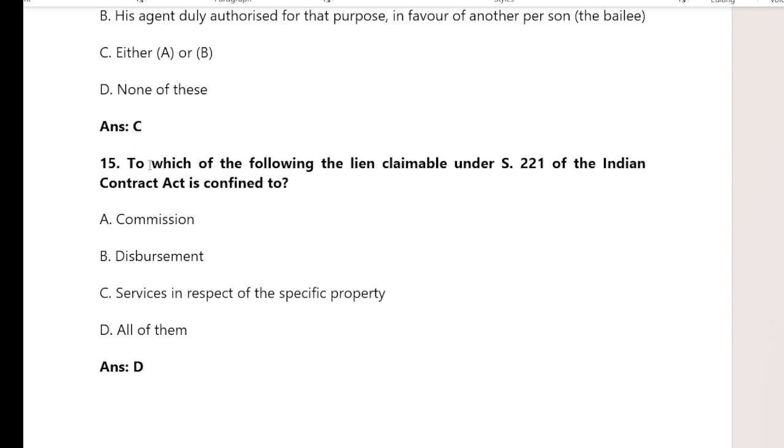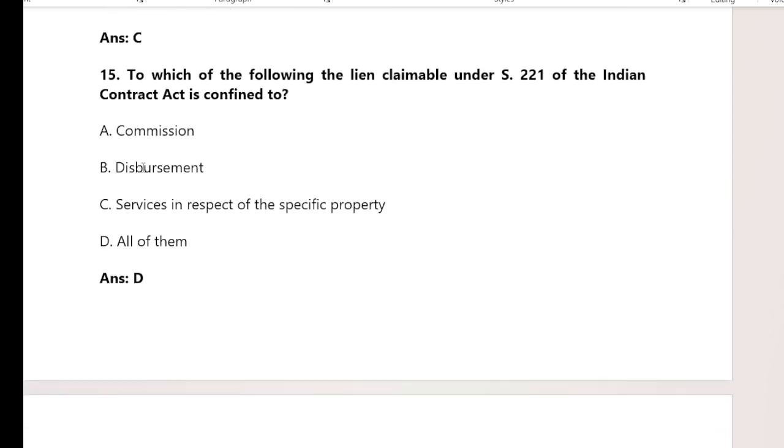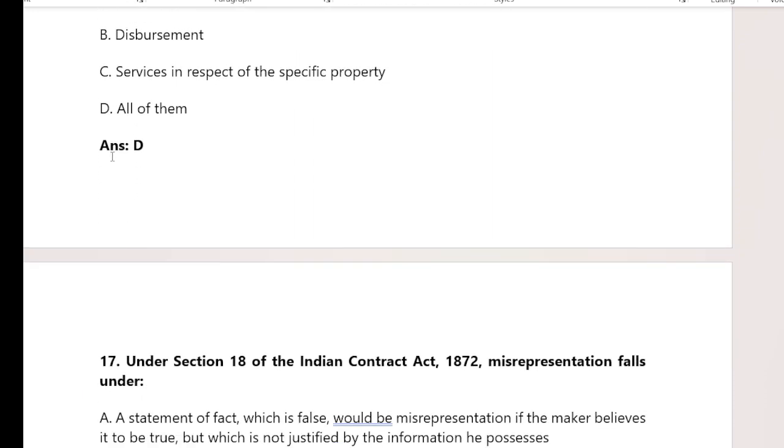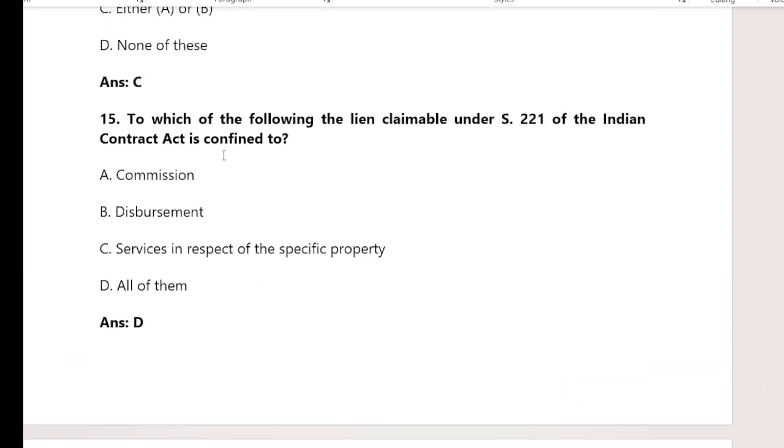And the next question is to which of the following the lien claimable under section 221 of Indian Contract Act 1872 is confined. Option A is commission, option B is disbursement, and option C is disservice in respect of specific property, and option D all of them. Then the right answer is option D, all of them.